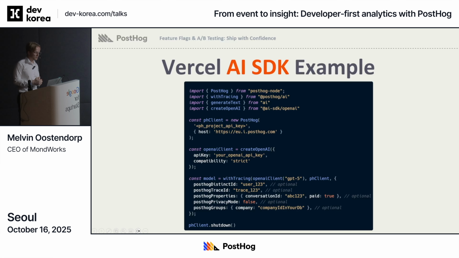So for example, in many of our projects, I use the Vercel AI SDK. It lets you call multiple models from multiple providers in one SDK. And PostHog offers native integration that tracks every LLM call automatically. And there's no proxy needed. So what do you need to do? You see the withTracing that comes from the PostHog AI package, and we just wrap it around the normal Vercel AI SDK, and that's it.